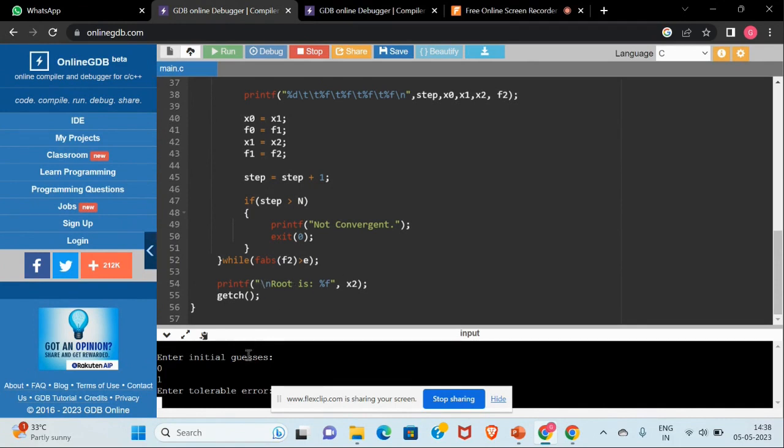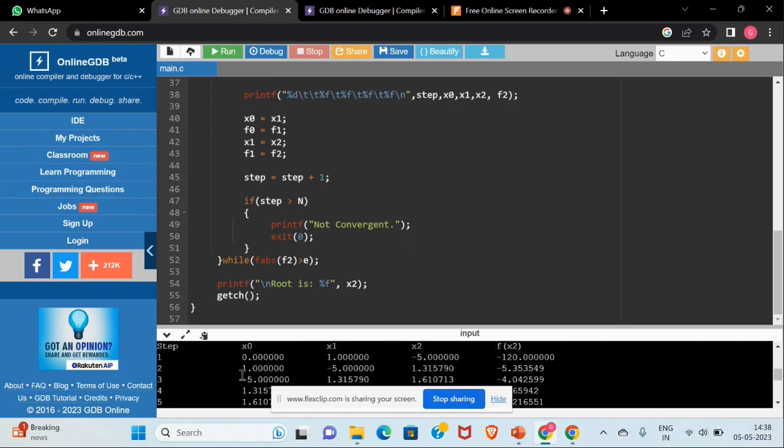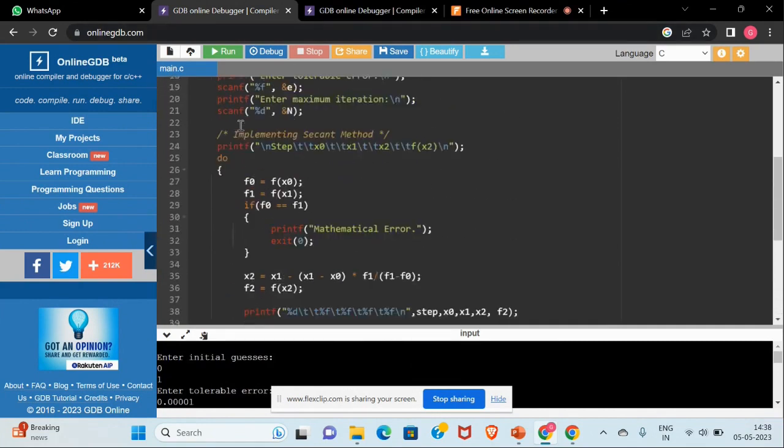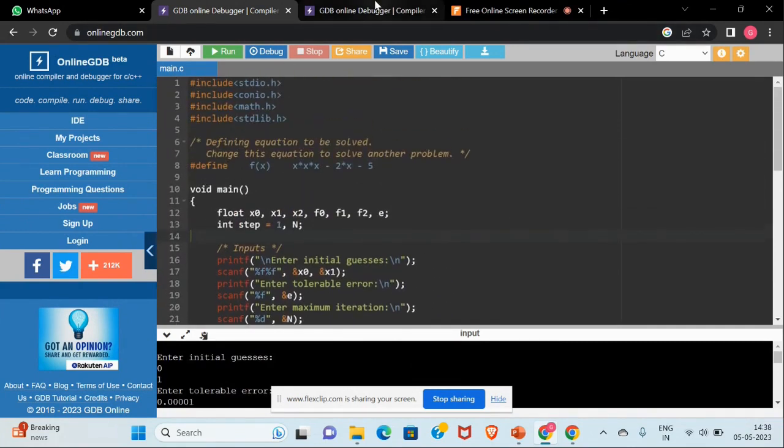This is the program. First I entered the initial guesses as 0 and 1, and next the tolerable error I am entering as 0.001, and next the maximum iterations as 10. Then we got the root as 2.09451. It took 9 steps to get this, and the tolerable error is less than 1, so we can find the root as this. This is the normal generalized equation for a polynomial equation.